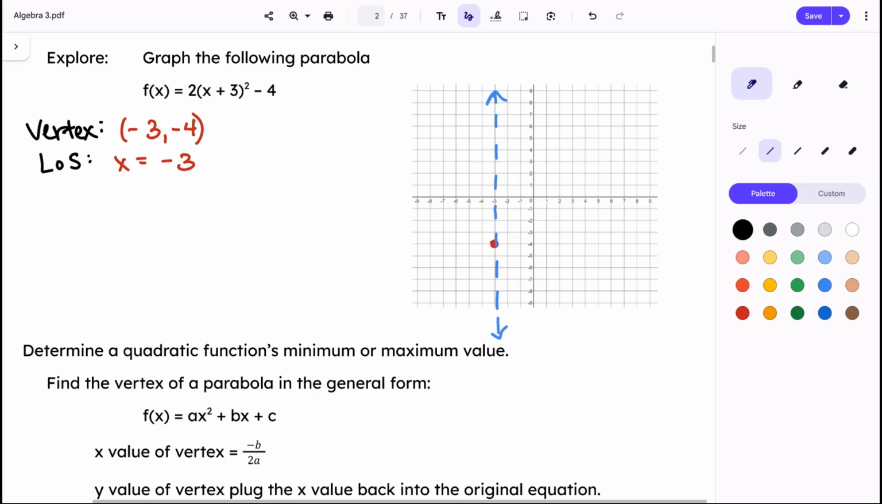Again, that just reminds me that's the center of my graph. That's going to be symmetrical on either side. Okay, let's talk about how it opens. It opens up, because A is positive this time. A is 2, which means it's going to open up. Okay, it's positive, so it's going to be a happy parabola, like a smiley face on here.